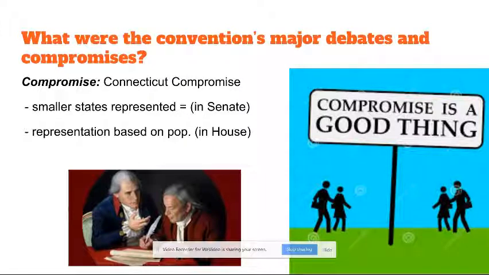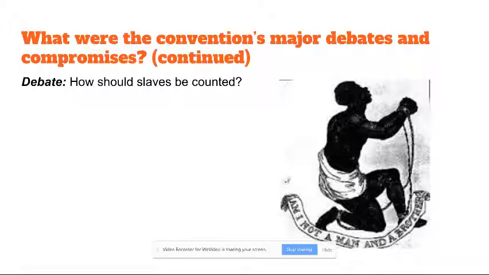Another issue at the convention in Philadelphia was over slavery. Imagine that. The question was how slaves would be counted and how the number of enslaved people would be reflected in what would become the House. Slave states wanted their slave populations counted because if the slaves were counted, then their states would have larger populations and thus more representation and influence in the House of Representatives.